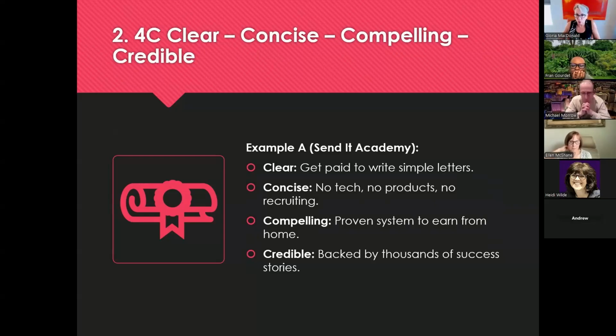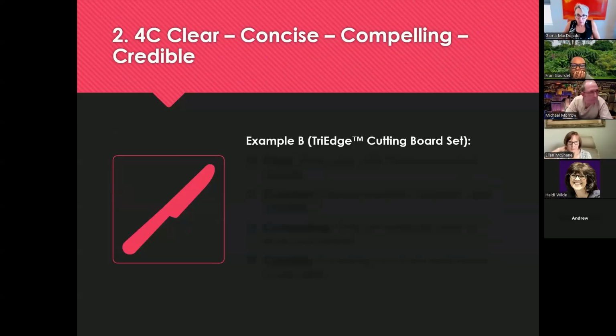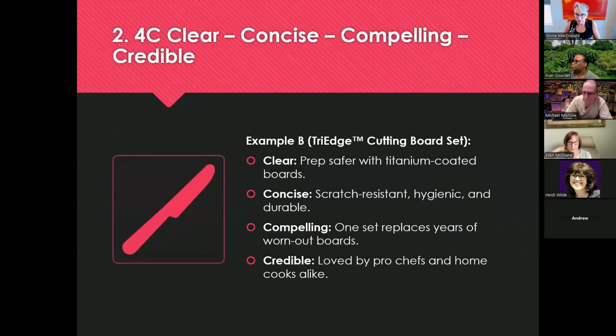Clear would be get paid to write simple letters. No tech, no products, no recruiting. Proven system to learn from home. Backed by thousands of success stories. Okay. Another example is the Tri-Edge cutting board, which is a steel or titanium coated cutting board set of 3. Prep safer with titanium coated boards, scratch resistant, hygienic, and durable. 1 set replaces years of worn out boards, loved by pro chefs and home cooks alike.